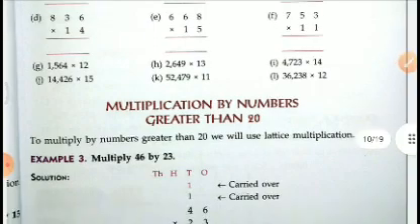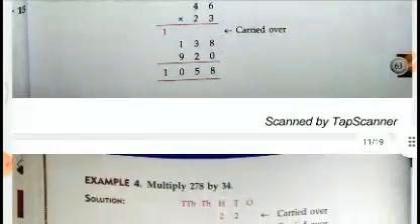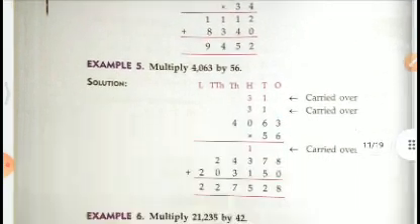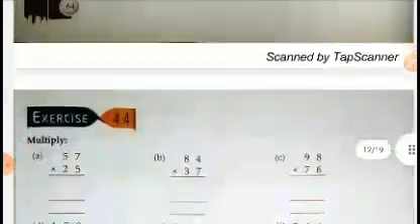Now multiplication by a number greater than 20 is done similarly. It is done one by one, the numbers are taken and then the result is added. You can see here.